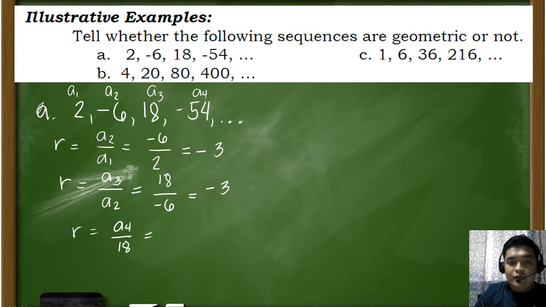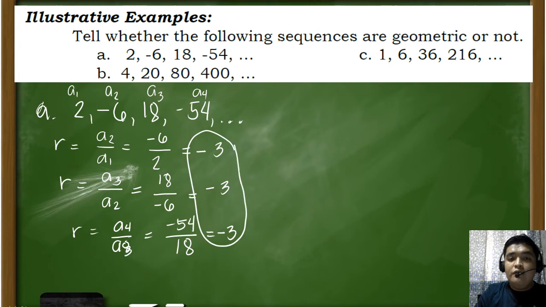That is, oh sorry, A sub 3. This is A sub 3, no? Then A sub 4 is -54 over 18. Okay, that is -3. So, as you can see, it is fixed. It did not change. So, therefore, this is a geometric sequence. Okay? So, letter A is a geometric sequence.